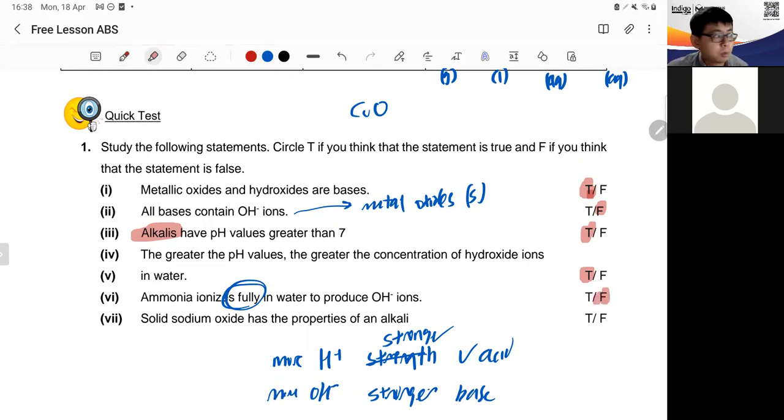Sodium oxide has a property where alkali is false. It is a base because it's a solid, sodium oxide. It looks like this, by the way. It is only an alkali after you add water to it. Before you add water to it, it's just a base, just like that, Na2O. So this is false. A bit tricky, but this is false.